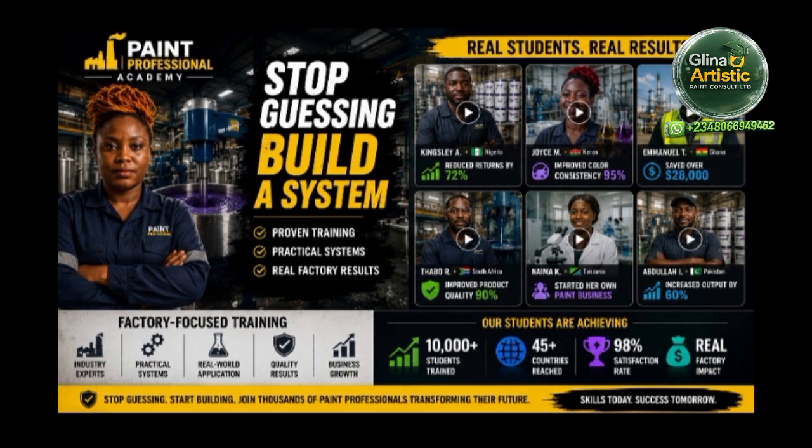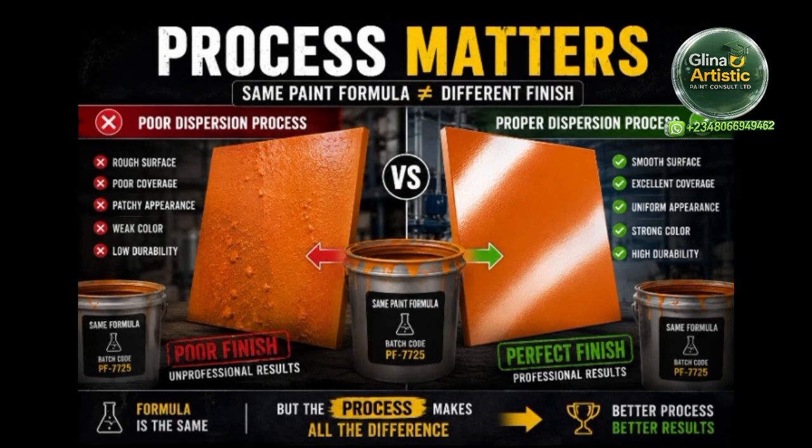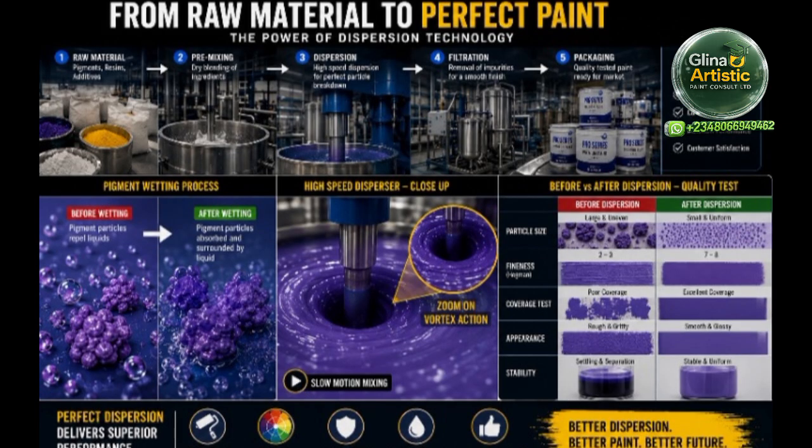You can access it. But here is the part many manufacturers miss. Even if your dispersion is correct, your paint can still fail if your viscosity and formulation balance are wrong. Let me show you what happens inside Ray factory.